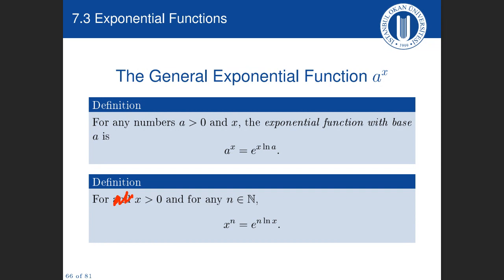For x greater than 0 and for any natural number n, x to the power n is defined to be e to the power n ln x. I think that should be R. I'll check it later.